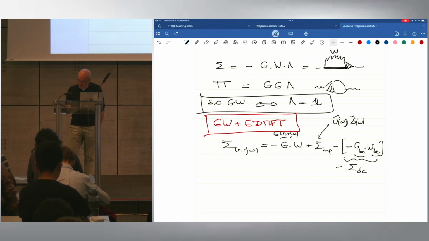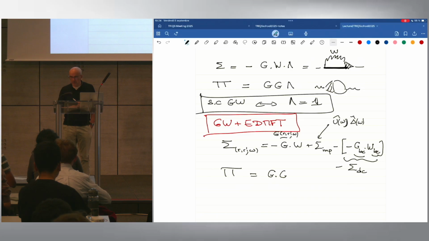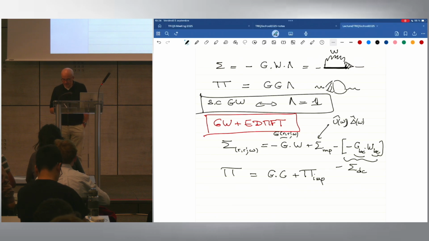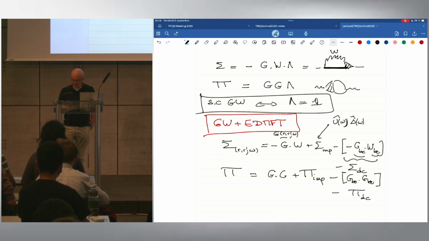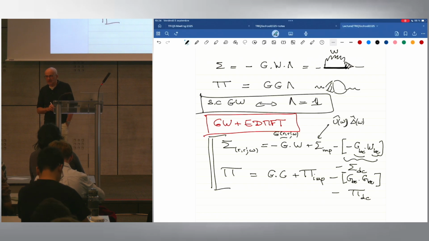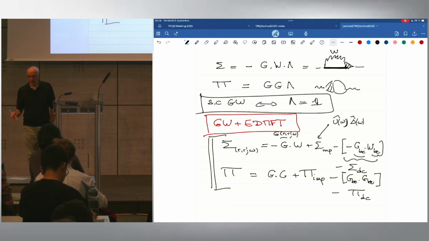And by the same token, we're going to calculate pi, again a function of R prime omega, as being GG. We're going to add to this guy the pi impurity of my quantum impurity problem. And we're going to remove G local, W local, which is, if you want, minus pi double counting. Again, we know exactly what it is. So this is the GW plus EDMFT ansatz for sigma and pi.